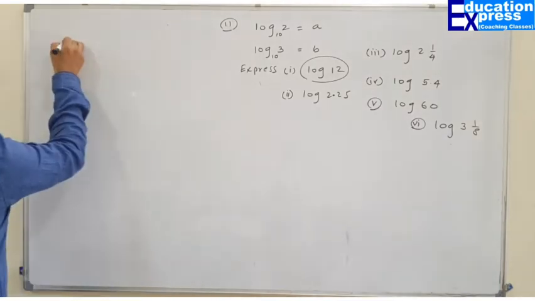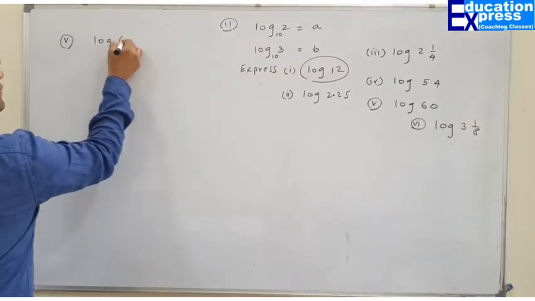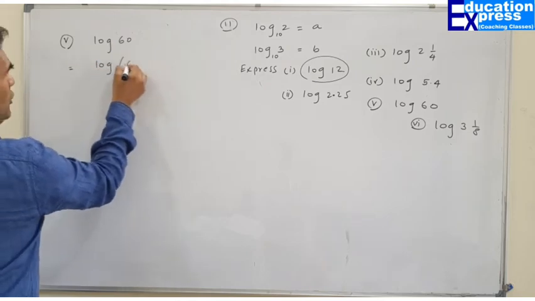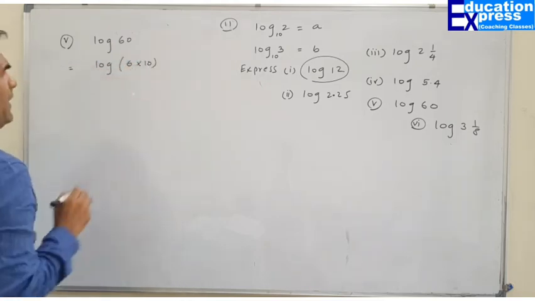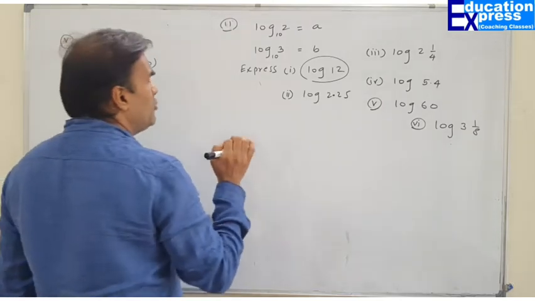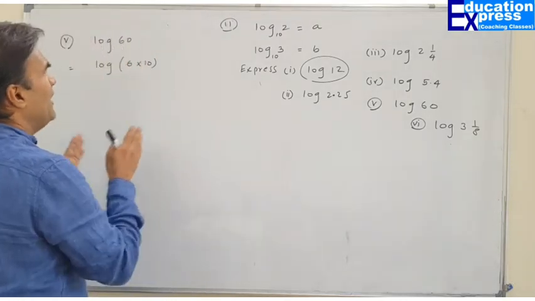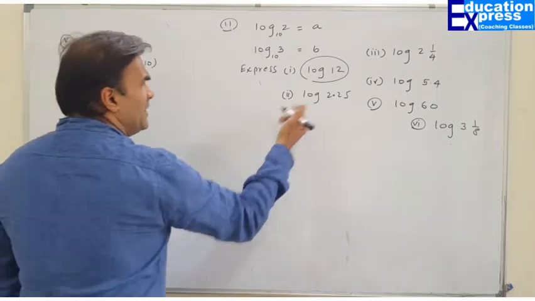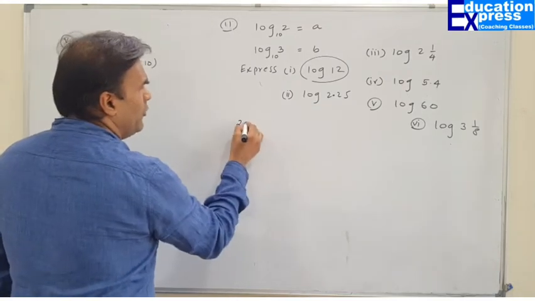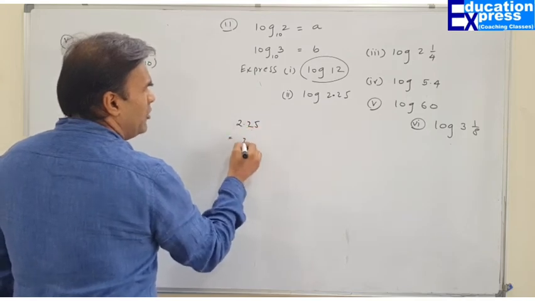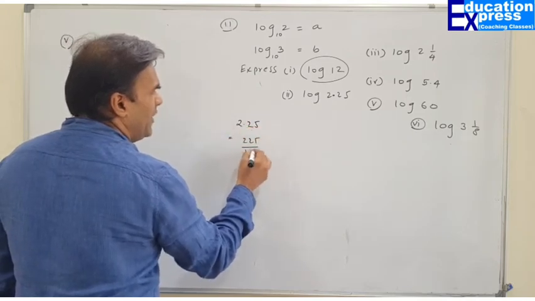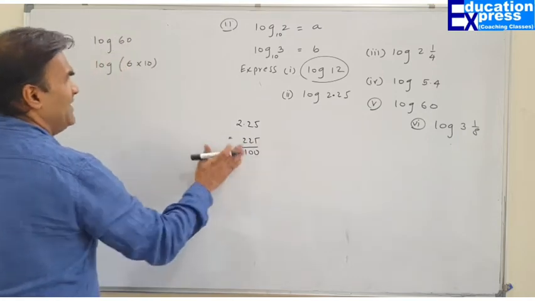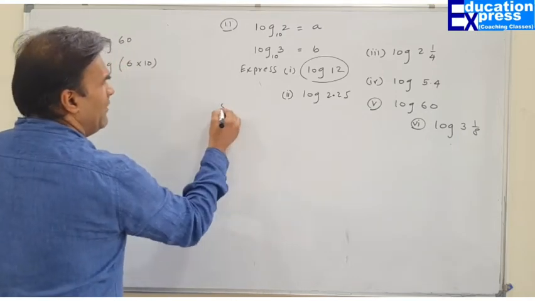Fifth part, log of 60. This can be written as log of 6 into 10. My dear friend, the whole idea is to introduce 10. If there is any possibility of introducing 10, it would be very simple. See, if you go to see over here, 2.25, what we did? 225 upon 100. We have introduced 100, or probably we will introduce 10. That is the easiest way of eliminating.